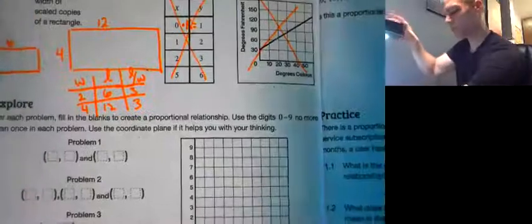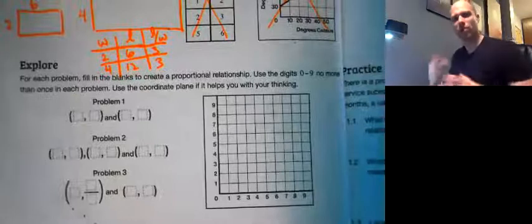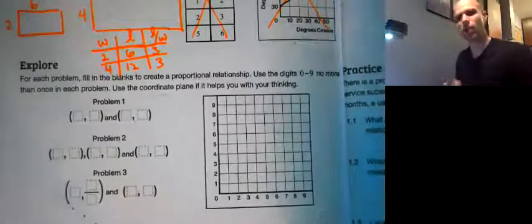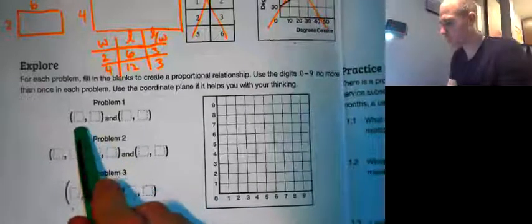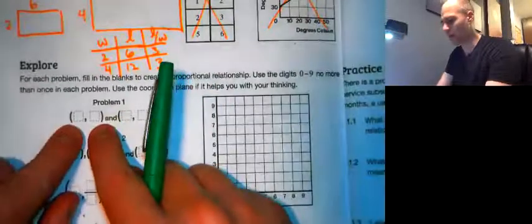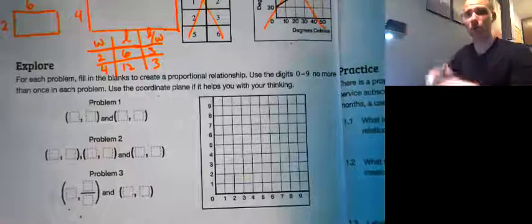All right, let's do the explore part real quick. It's similar to some of these other explore ones that we've done recently, where they want you to fill in the boxes using 0 through 9, no repeating, and you have to come up with stuff on your own. And so we need to come up with two ordered pairs that would create proportional relationships if we graph them. Essentially, if we graph them, they need to be in a straight line with the origin.